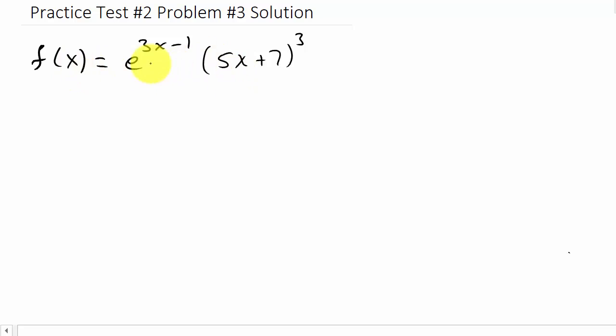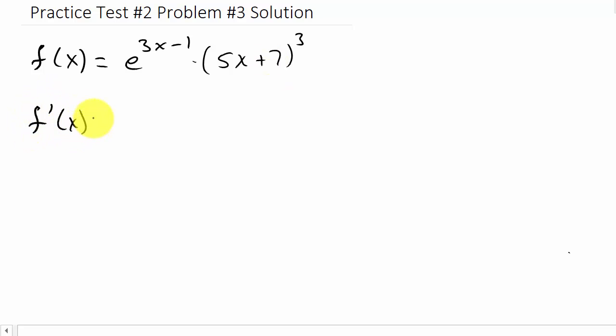Alright, so let's look at this one. We've got f of x is e to the 3x minus 1 times 5x plus 7 cubed. For this one we've got the product rule. We've got this function here times this function here. So let's go ahead and do it.